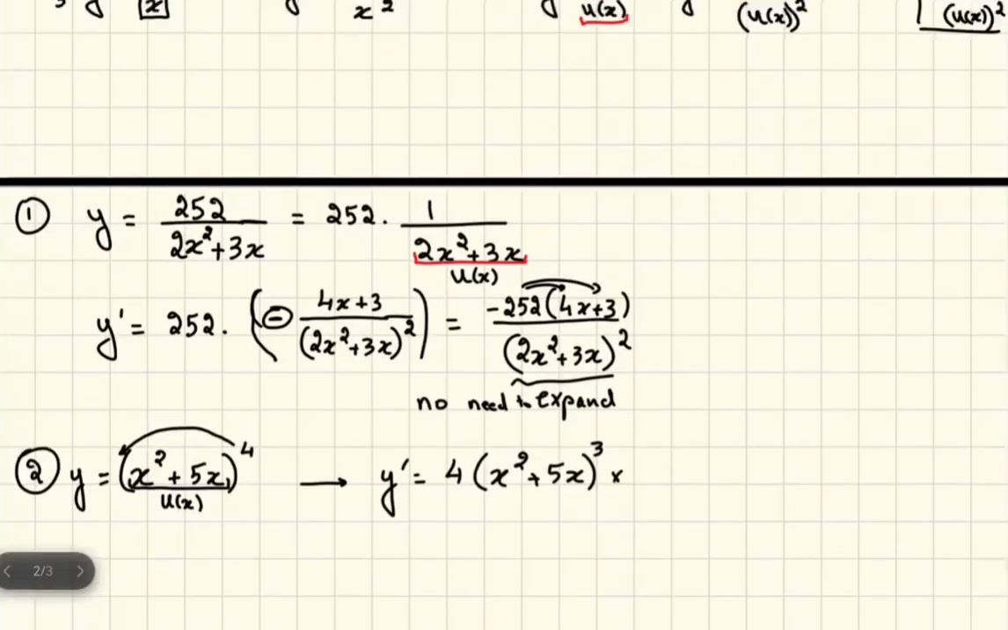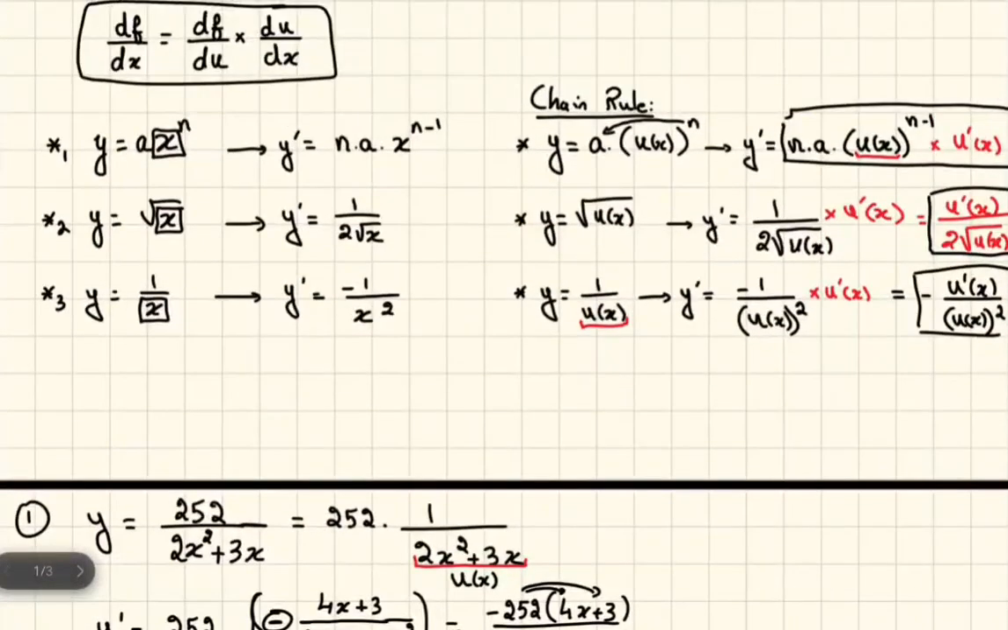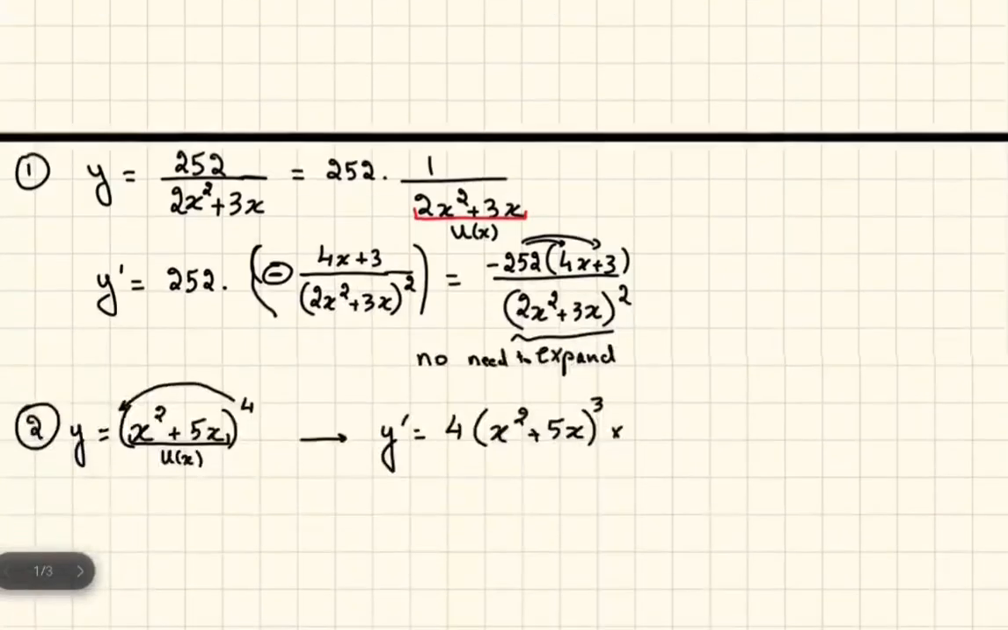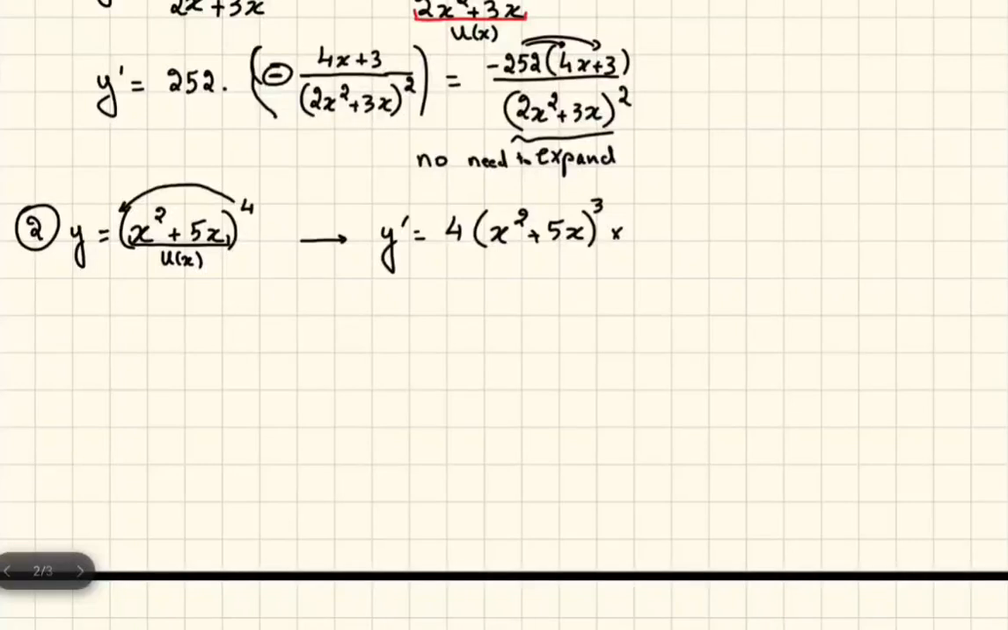But I should remember that this is the rule I'm doing. It's this one. So bring the exponent down, u of x exponent n minus 1. So I did 4 minus 1, which is 3. But I should not forget the u prime. So if u of x is x squared plus 5x, the derivative of what is inside the parentheses will be 2x plus 5. Now you're done.